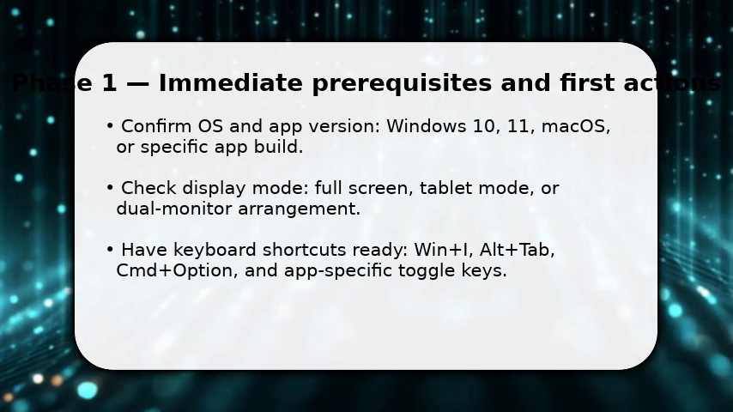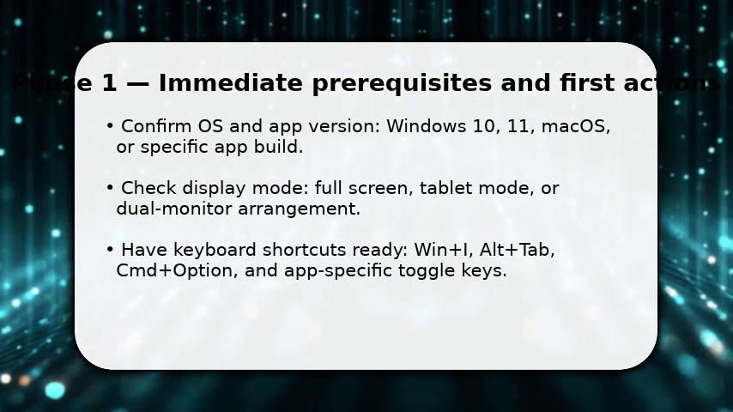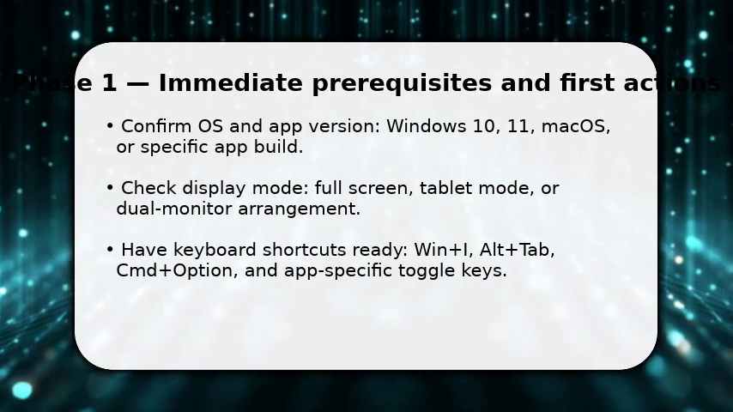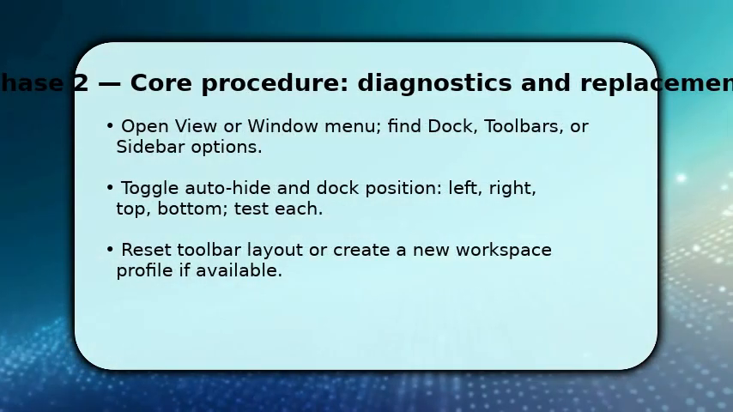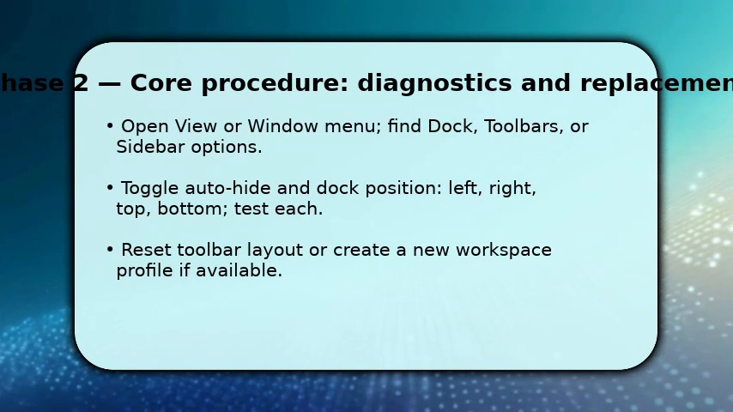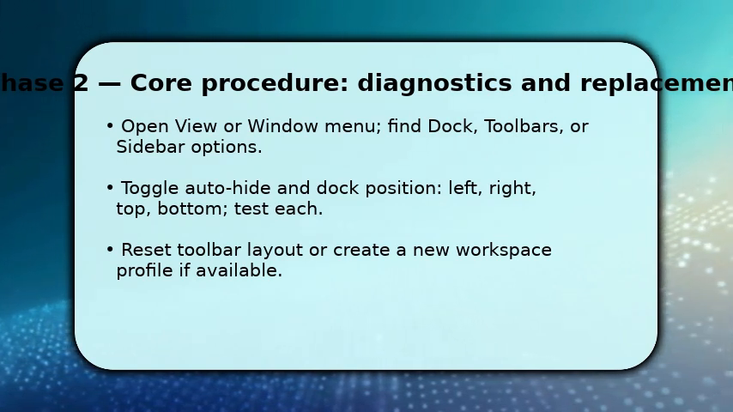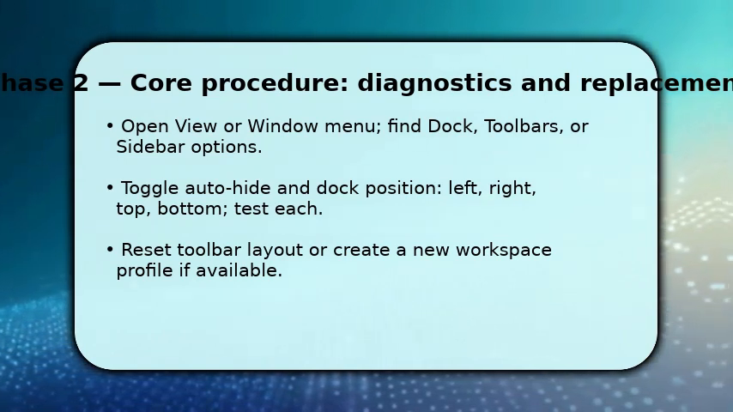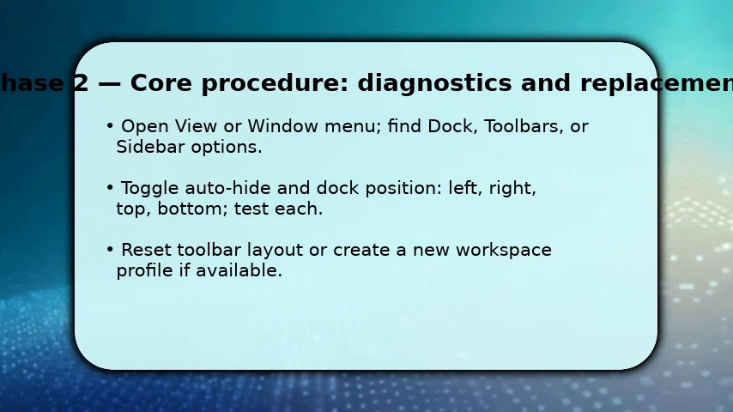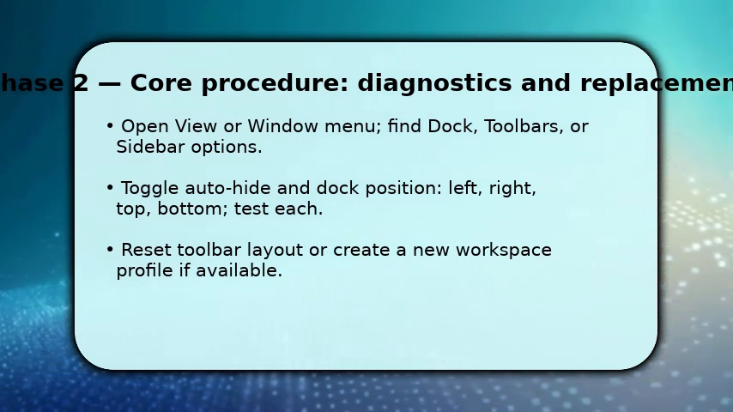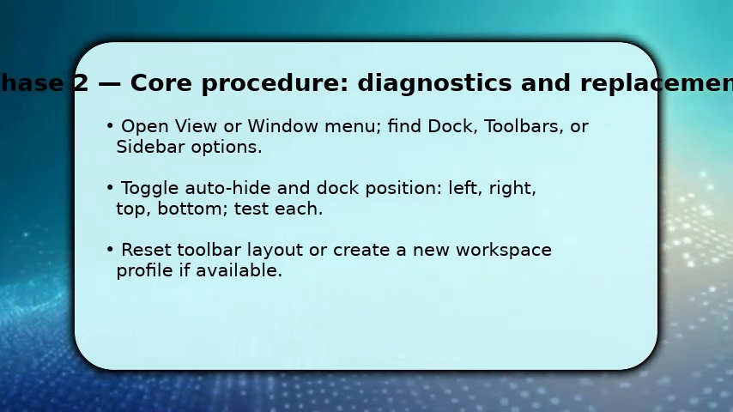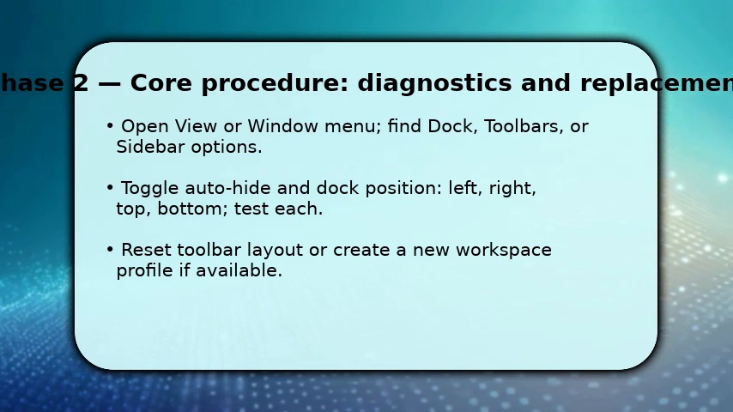Begin by opening the app and locating the tiny handle or gear at the edge. That is your control for the toolbar. Once you see the toolbar handle, open the View or Window menu to find Dock, Toolbars, or Sidebar settings, because that's where positioning lives. Change dock position to left or right and toggle Auto Hide. You want to test each setting while watching how the UI responds.